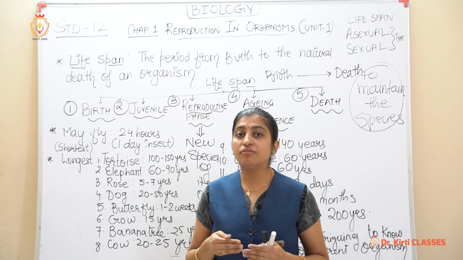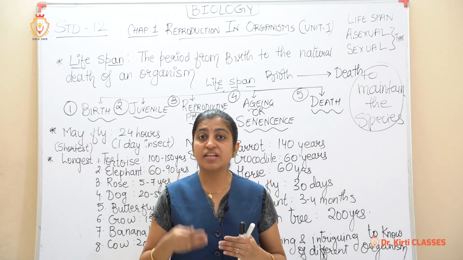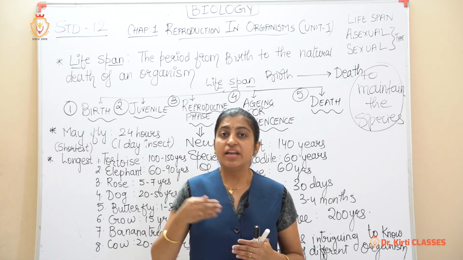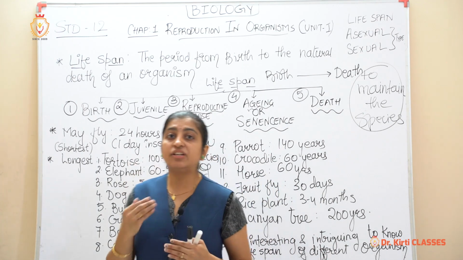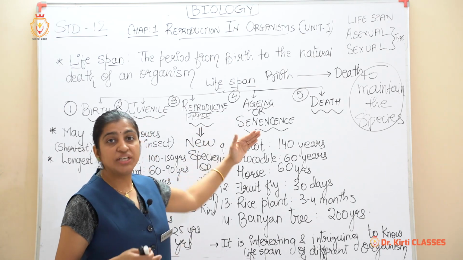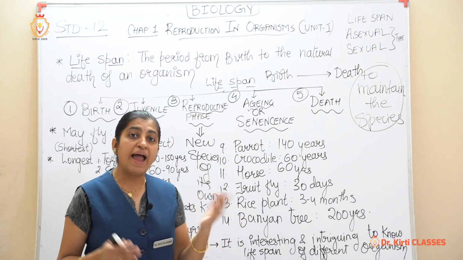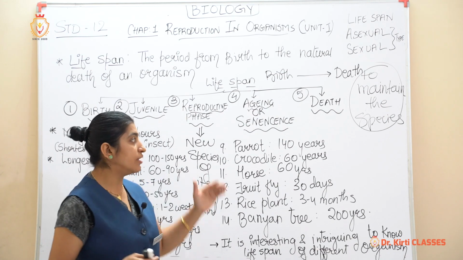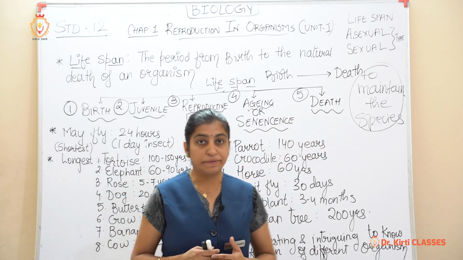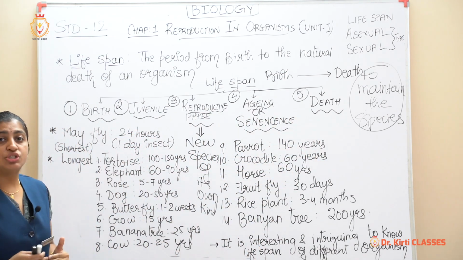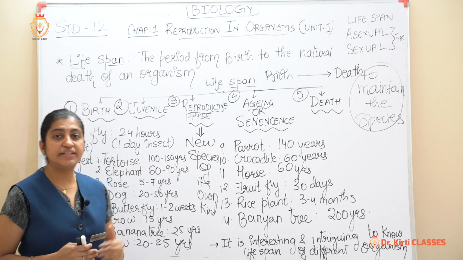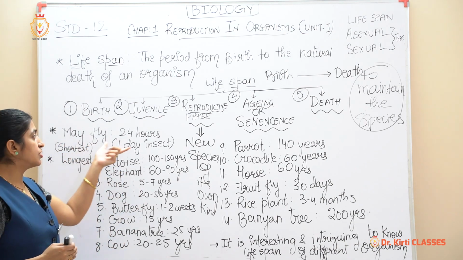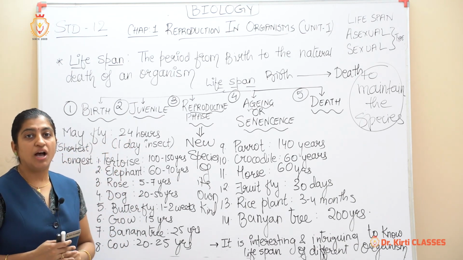In 24 hours, it has to grow fast. In these 24 hours, it has to reproduce. In the 24 hours, again the aging degenerative phase will be there, and within 24 hours, that will occur. So the shortest lifespan is of an insect, the Mayfly, which consists of 24 hours.